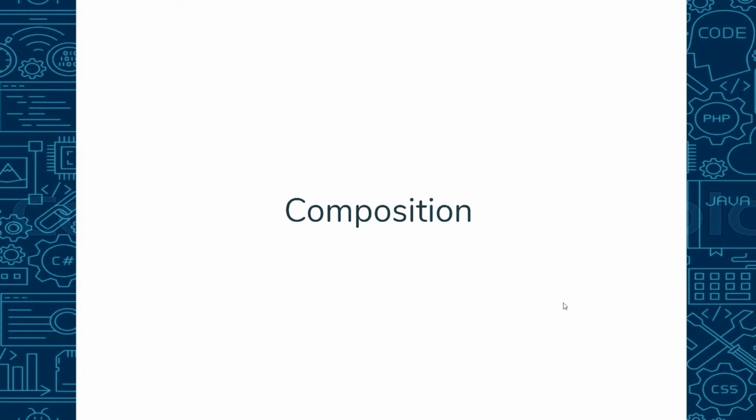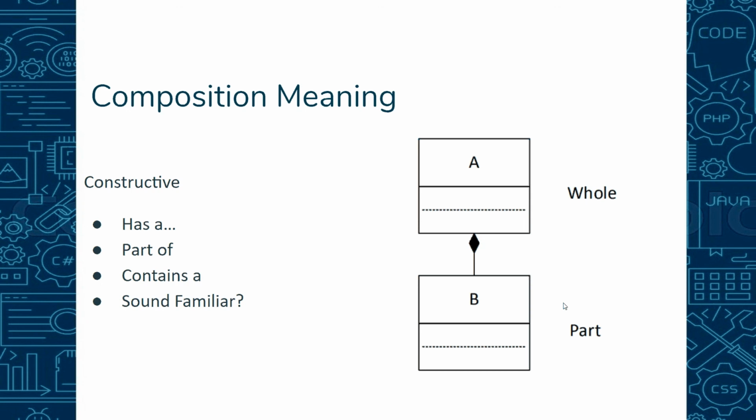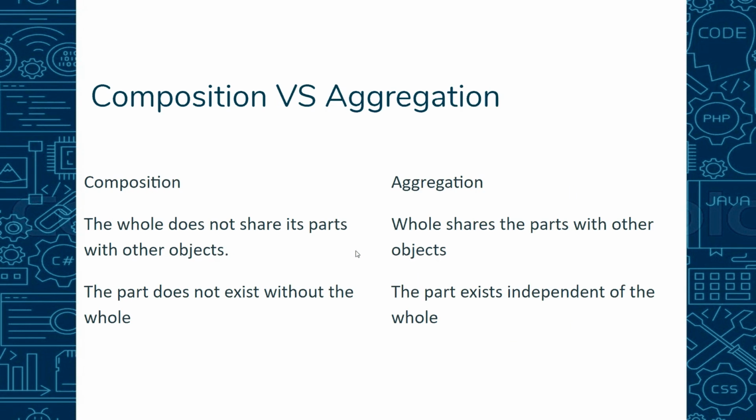Okay, now composition is another has-a relationship. It's exactly the same as aggregation, only the little diamond is filled in. So you have a whole and you have a part. Now the difference is the whole doesn't share its parts with other objects. So you can still have the same example, a motor is part of a car, but in this case, if the car dies, we're going to scrap the motor. Whereas if the car dies with aggregation, we're going to pull that motor out and put it in another car.